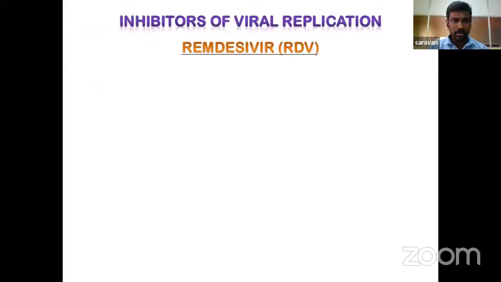Now coming to the individual drugs and their mechanism of action. The first one is inhibitors of viral replication, remdesivir. The very commonly and extensively used drug in the management of COVID-19 infection is remdesivir. Remdesivir is a monophosphoramidate prodrug.